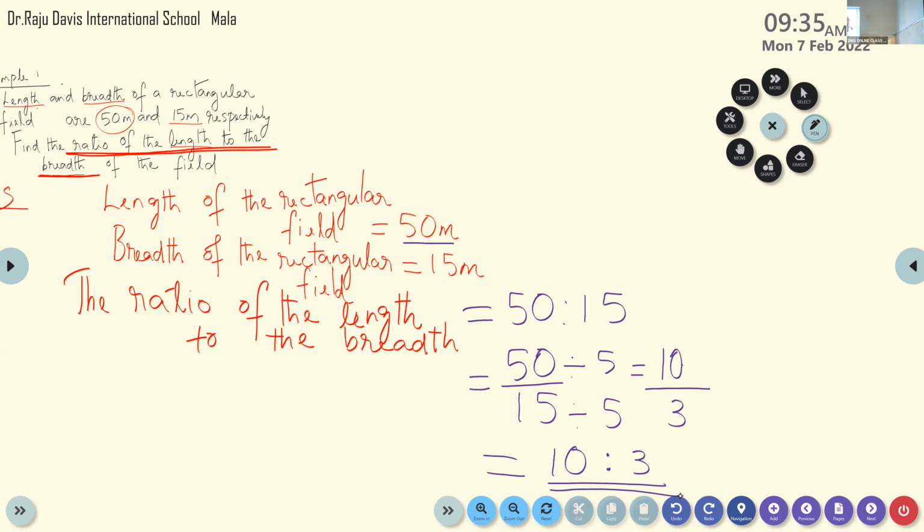See children, we will write the number, but the order you have to remember. Here, length to breadth. If they ask breadth to length, what do you have to do? The opposite. 15 is to 50, that means 15 divided by 50. But here they are asking length to breadth. Then what do you have to do? You have to make it into the simplest form. Simplest form means divide by the highest common factor. So what's the answer here? 10 is to 3.